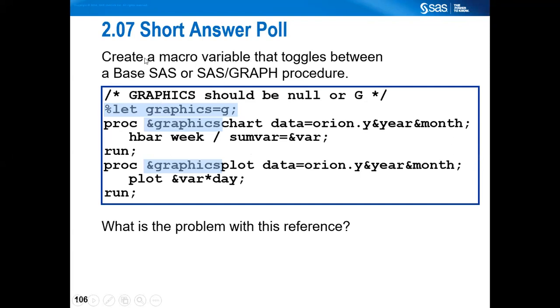The answer is this: create a macro variable that toggles between base SAS or graph procedures. So this is what you're doing: percent let graphics equals G. You're representing gchart as G chart with ampersand graphics, and you represent gplot as ampersand graphics plot. So what is the problem with this reference now? Now understand carefully. I hope you've understood this slide, what we are doing.